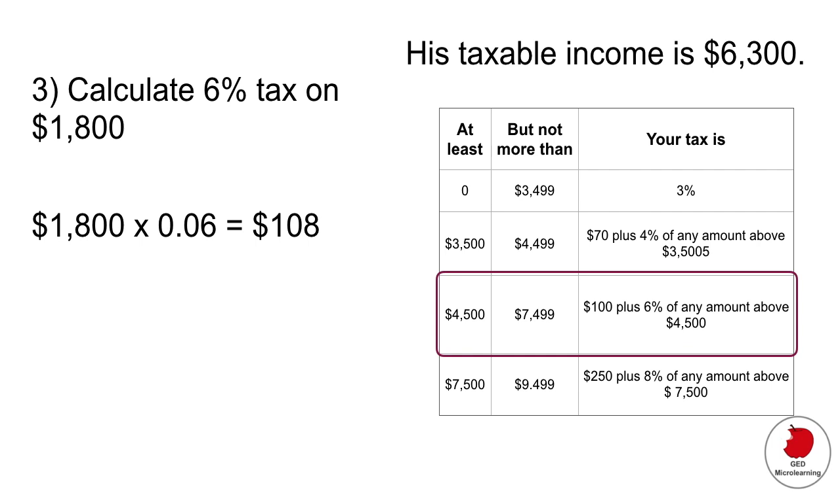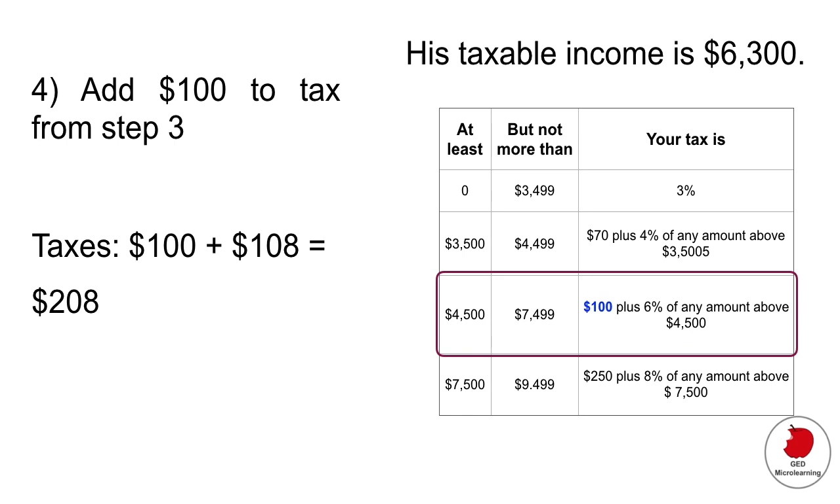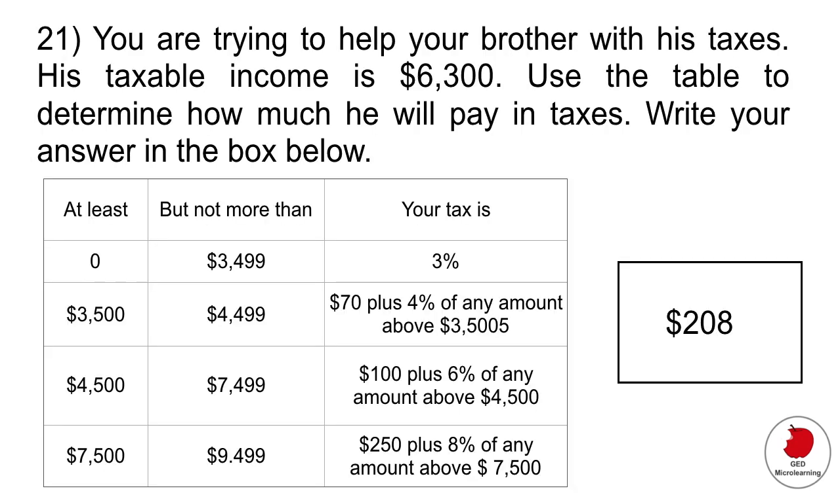So we would multiply 1,800 times 6%, which is the same as saying 0.06. That gives us 108. And don't forget that they told us that there's a fixed tax value, which was $100 as well. Okay, so we have to add $100 to the tax that we also just calculated. So we would say 100 plus 108, that gives us $208, which is how much he will pay in taxes.